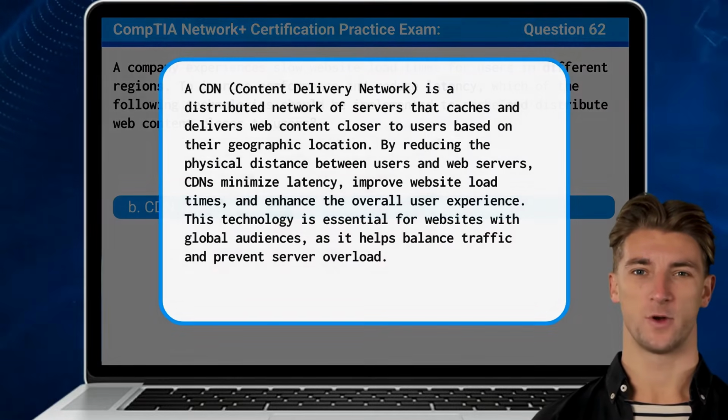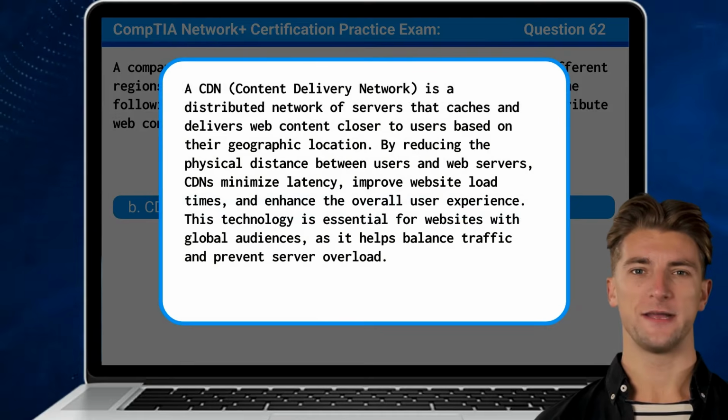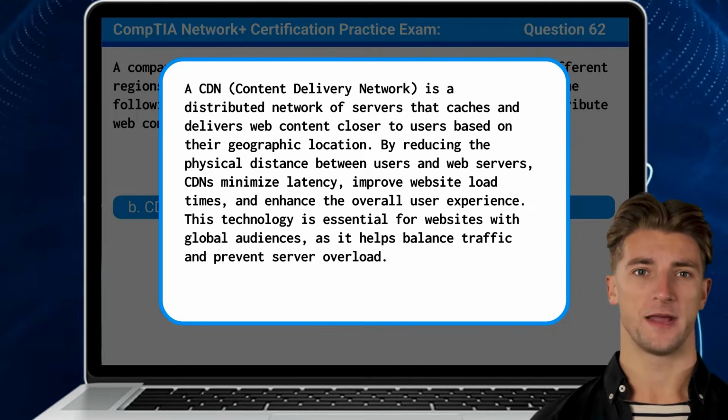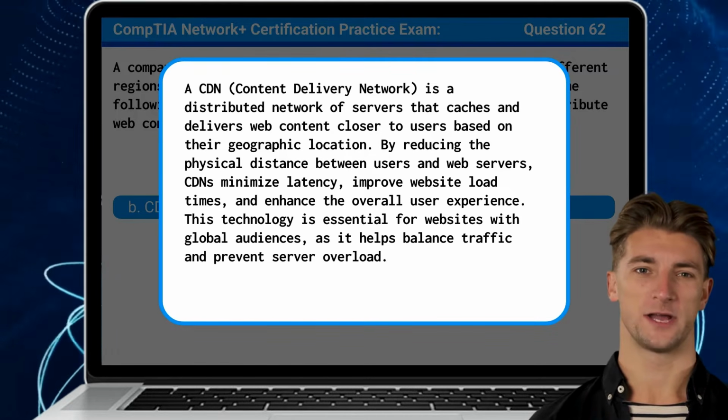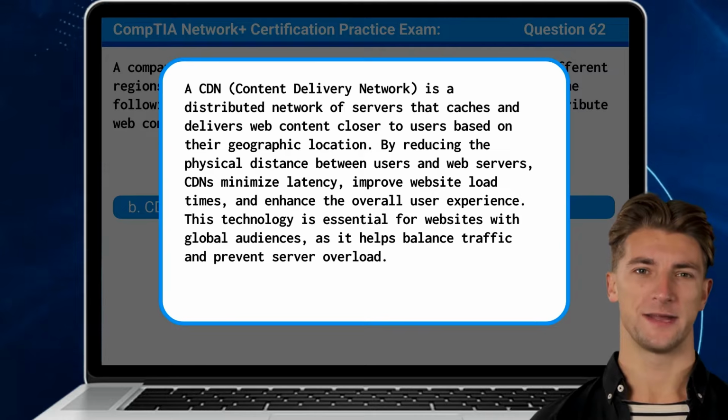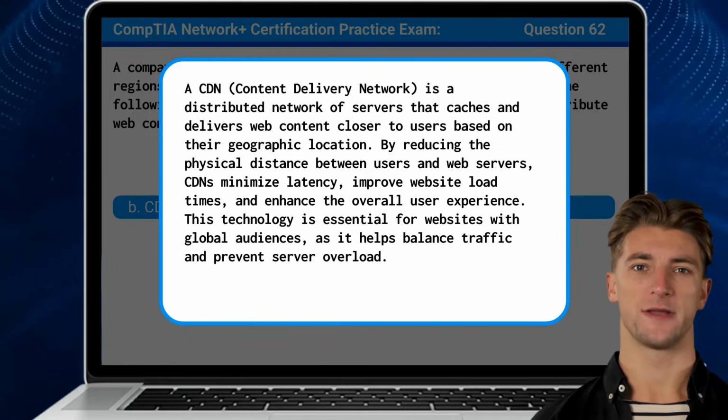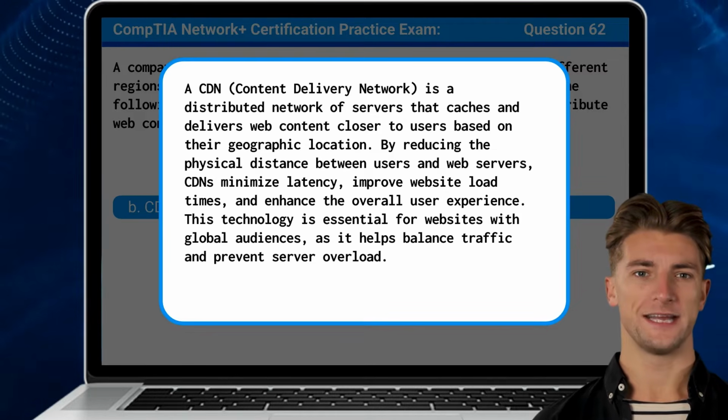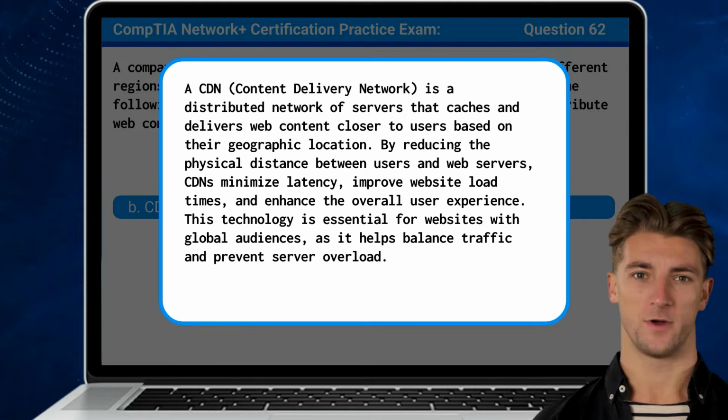A CDN, or Content Delivery Network, is a distributed network of servers that caches and delivers web content closer to users based on their geographic location. By reducing the physical distance between users and web servers, CDNs minimize latency, improve website load times, and enhance the overall user experience. This technology is essential for websites with global audiences, as it helps balance traffic and prevent server overload.